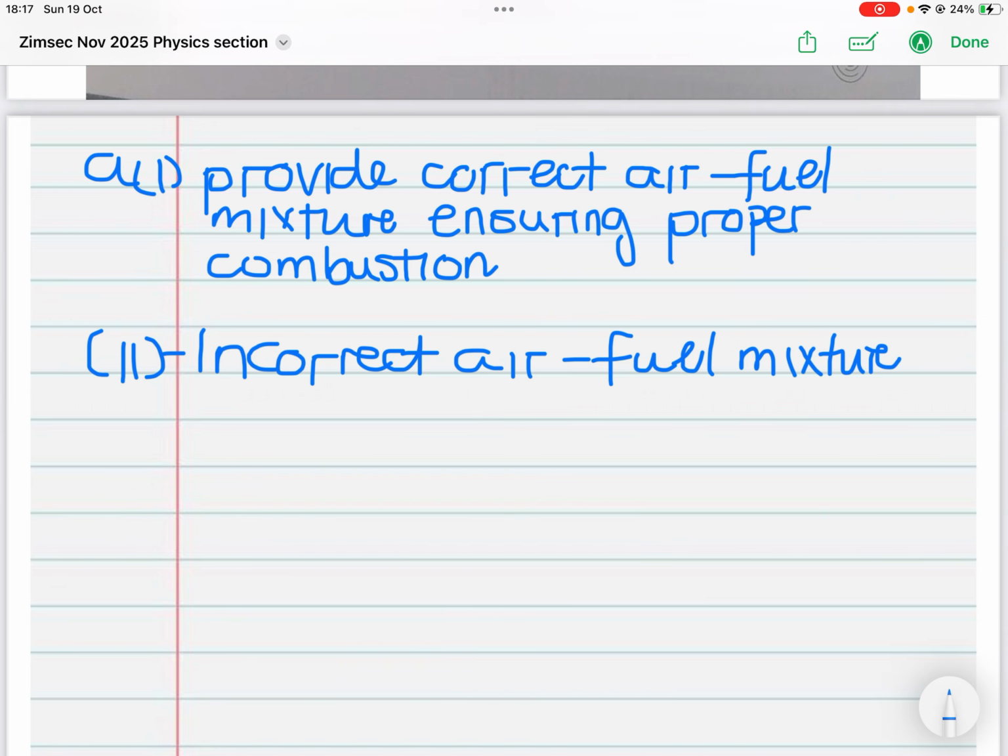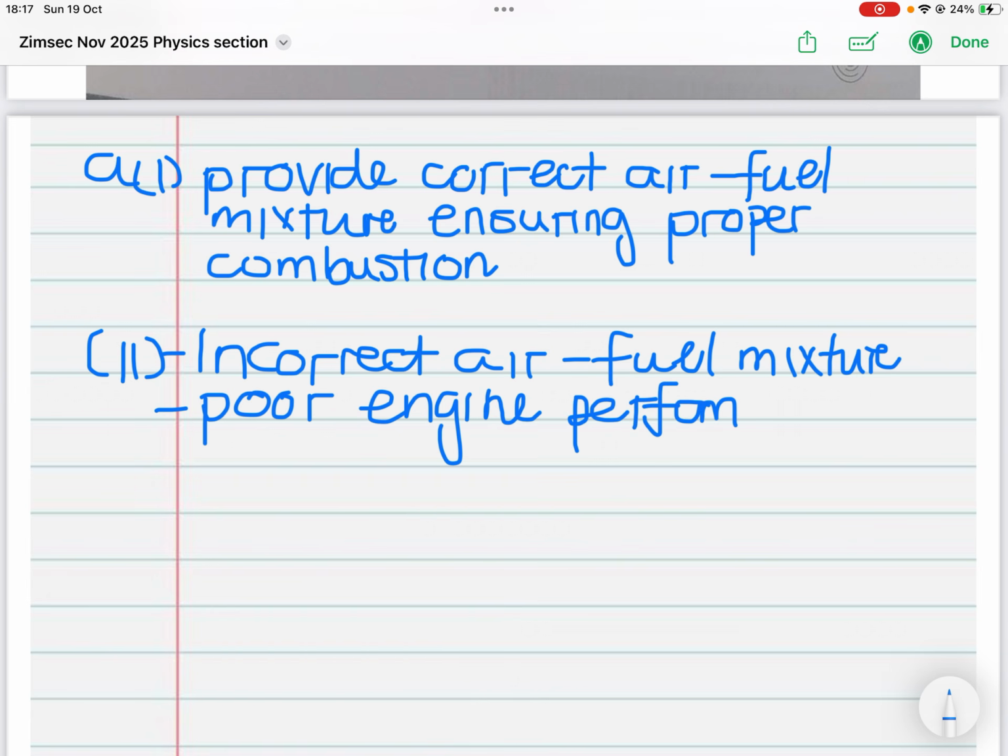So we talk about an incorrect air to fuel mixture. This is going to result in a fuel to air mixture which becomes too rich or too lean, leading to poor engine performance, and also increased emissions.